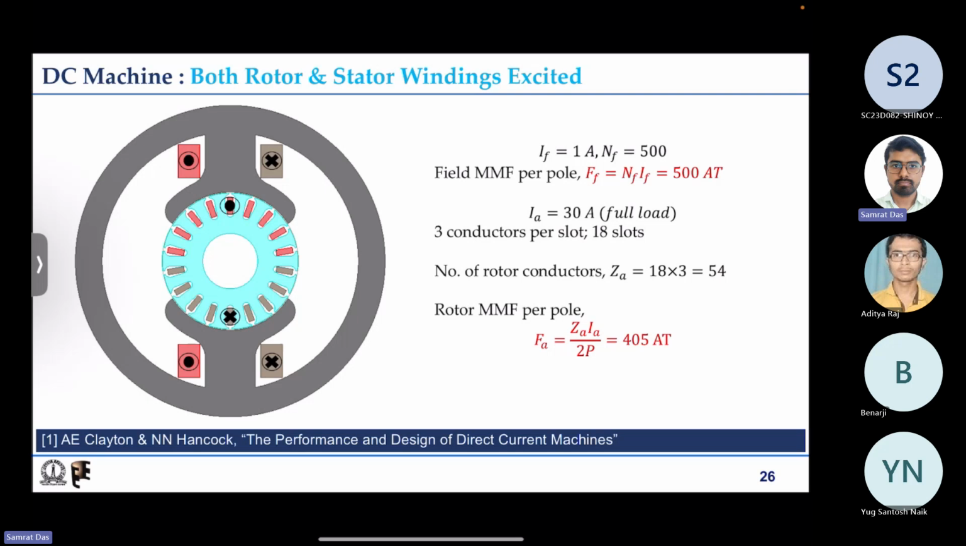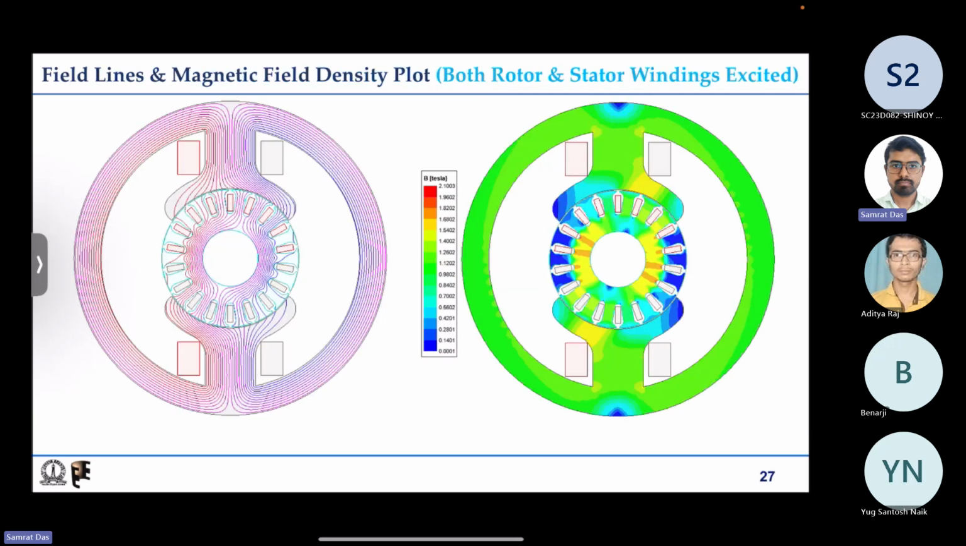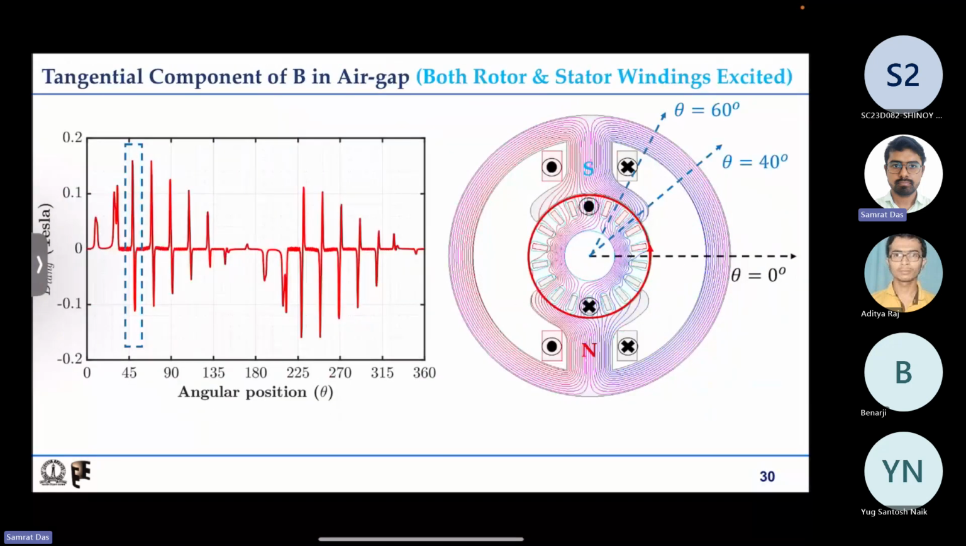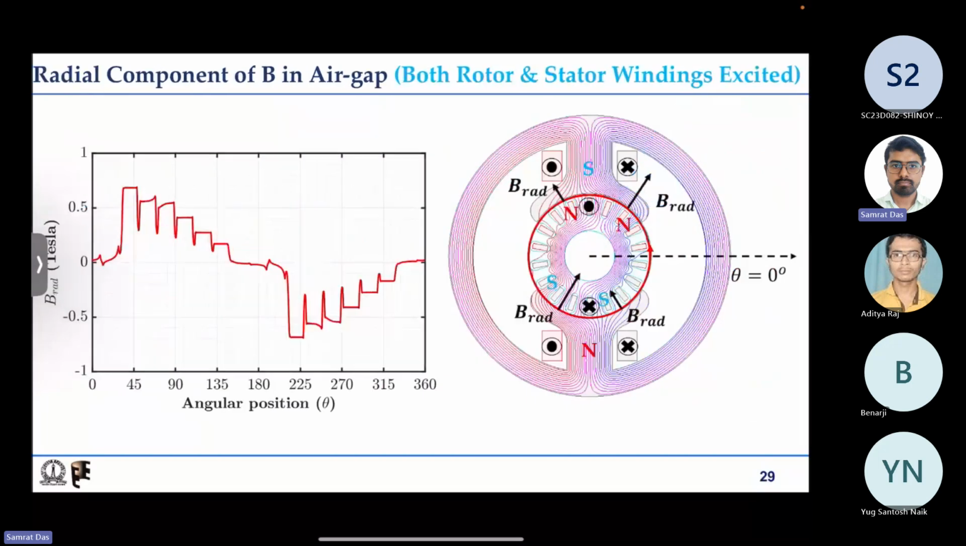But if the two fields exist simultaneously, they will interact with each other and lead to tangential force production, and there will be some net torque. We will try to look at that. So I think I'll stop here, and we will look at that afresh on the next day.